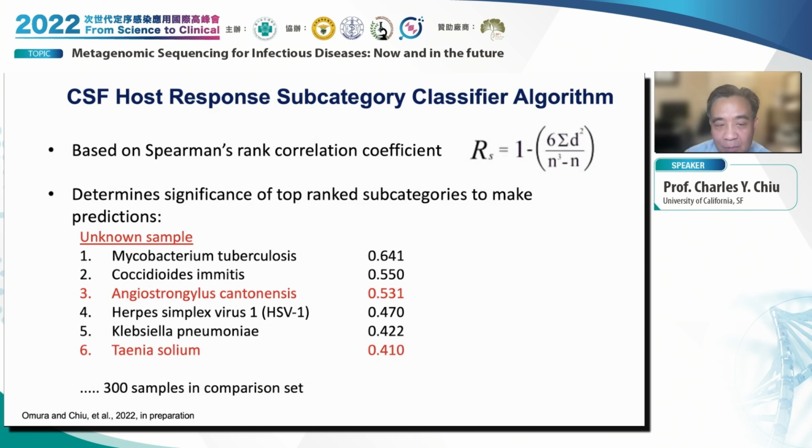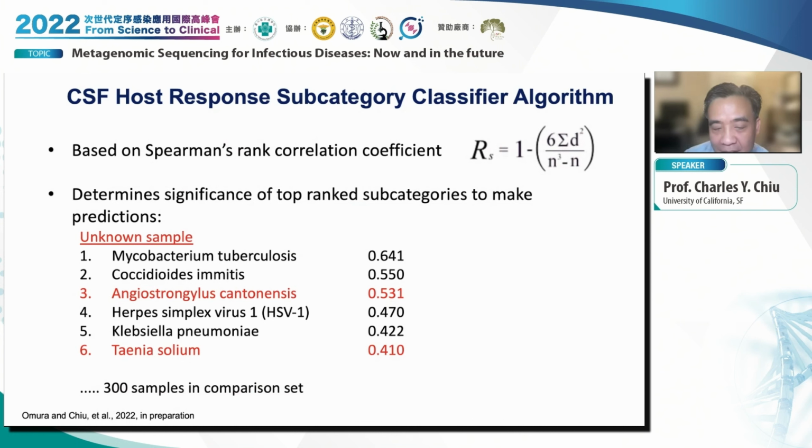And in fact, when we did this on 300 samples in a random comparison set, you can see that the husband's sample was paired with the wife's sample, where the wife's sample was actually number 3. So it could be viewed as potentially quite significant because it's number 3 out of 300. But in addition to that, we were also able to see other parasitic cases high up on the list, like Taenia solium, for instance.